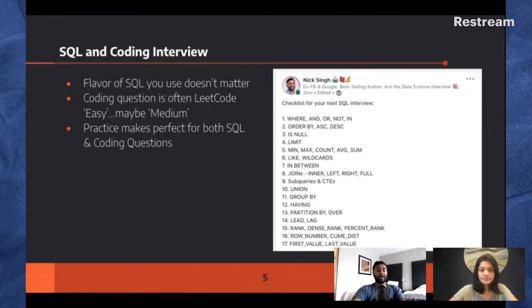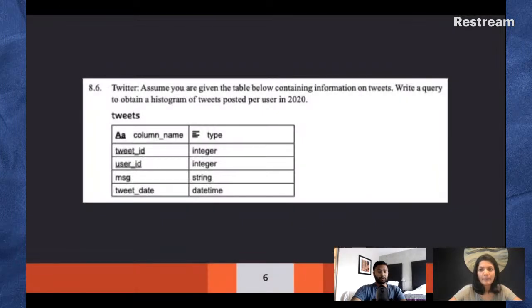Joins, group bys, partitions, window functions. So yeah, here's a real question that you could get. This one's coming from Twitter. It's problem 6 in our book in chapter 8. So we have a whole SQL chapter.